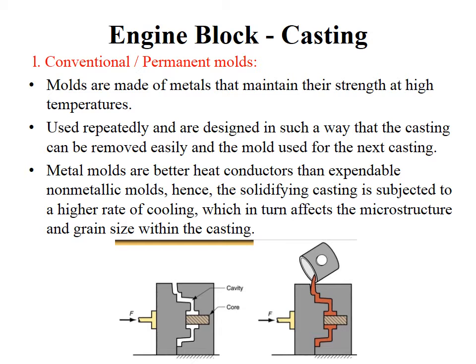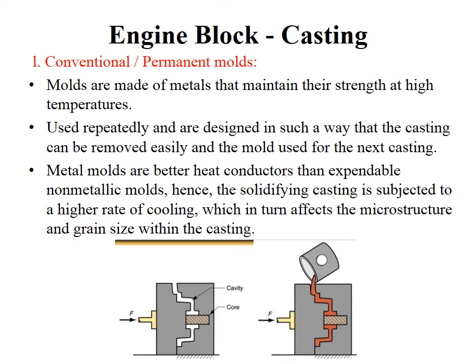Metal molds are mostly used because they are better conductors than the expendable molds, and in the case of metal molds, solidification takes place at a very high rate of cooling, and this will affect the component's mechanical properties. In detail, it's the microstructure or the grain size within the casting. If it's very small, the casting would be very strong. So that is about the conventional mold, where the mold is permanent and it can be used repeatedly.